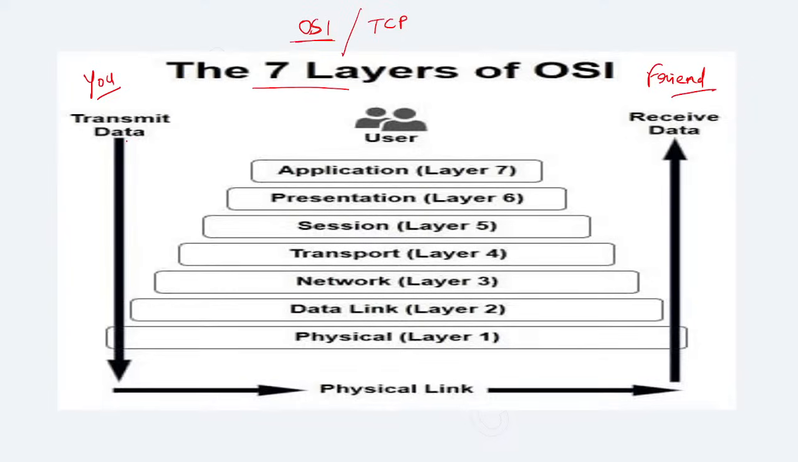Okay, so application layer means that is your app, through which app you are connected with your friend. In your mobile you are using different apps for your communication purpose, like WhatsApp, Facebook and other apps.